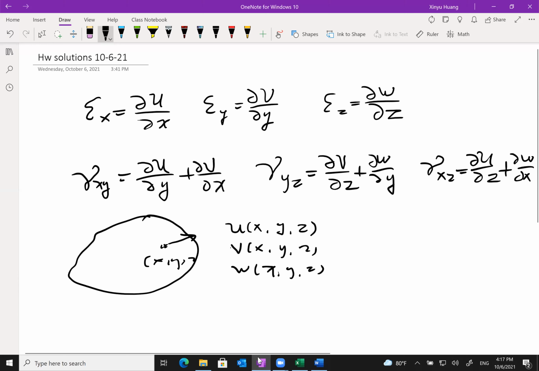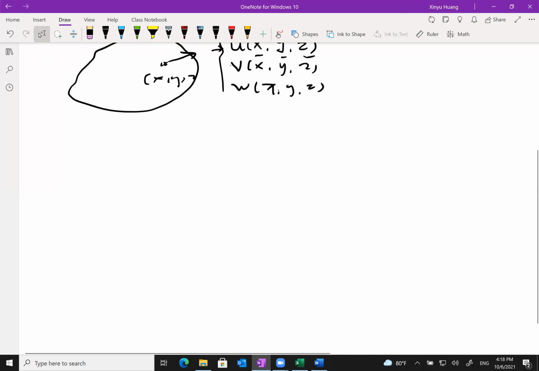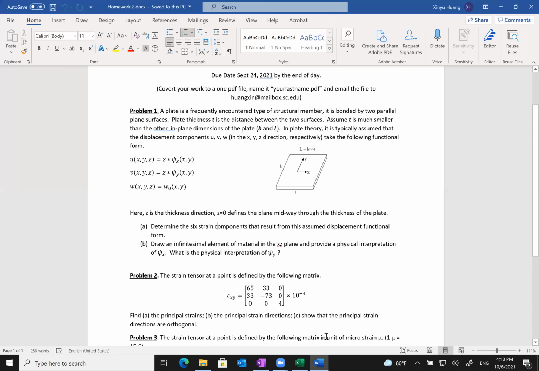Now, if you know these functions, the motion, this basically tells you for every point x, y, z, how does it move? How will it displace in the motion? If you know these three members, we can calculate strain. Just plug and chug. The question gave you this function, u, v, w. All we need to do is plug into the equation.